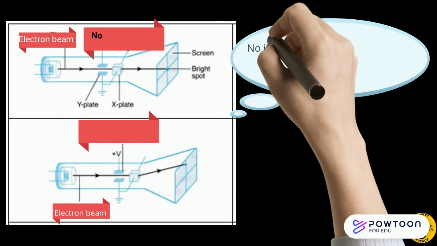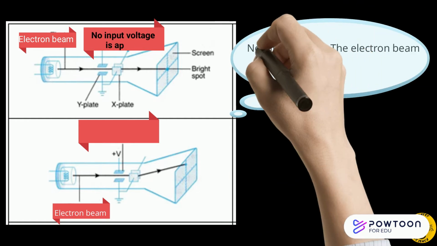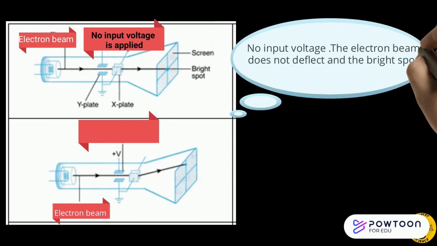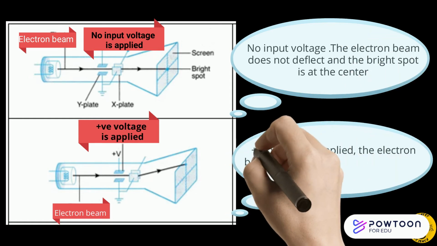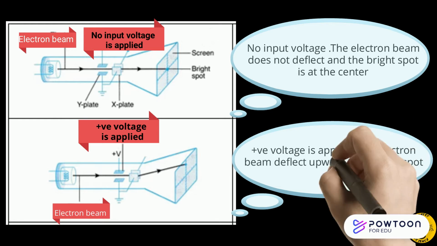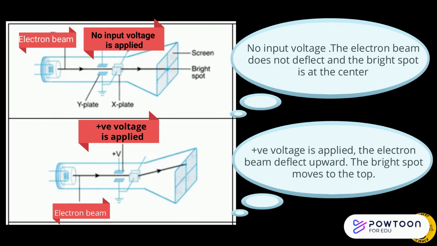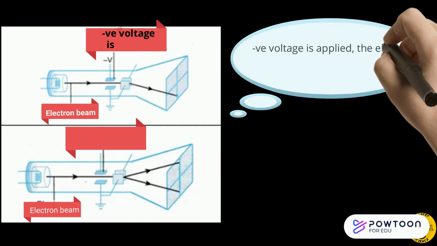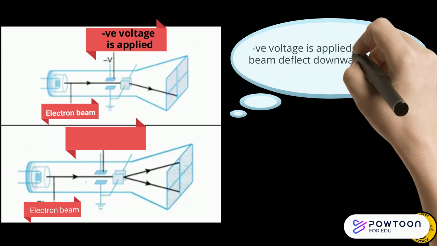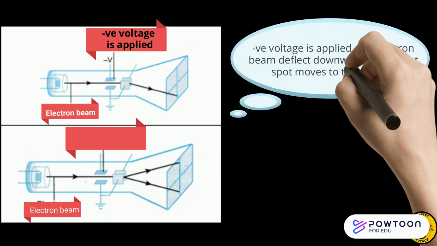From figure 1, we can say there is no input voltage. The electron beam does not deflect and the bright spot is at the center. From figure 2, positive voltage is applied. The electron beam deflects upwards. The bright spot moves to the top. From figure 3, negative voltage is applied. The electron beam deflects downwards. The bright spot moves to the bottom.